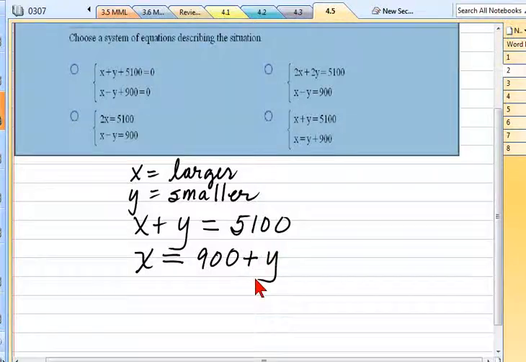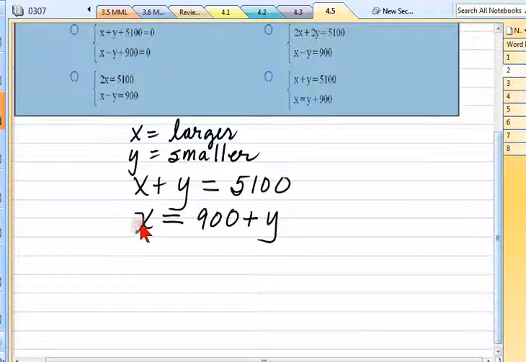Y. Don't try to go back up to a previous equation and grab something. Just write down what you read. It said larger, you write down X. Is, you write down the equal sign. 900 more than, you write down 900 plus. The smaller, you write down Y. That's why it's so important to name these, so that every time it's referred to, you use the correct letter.